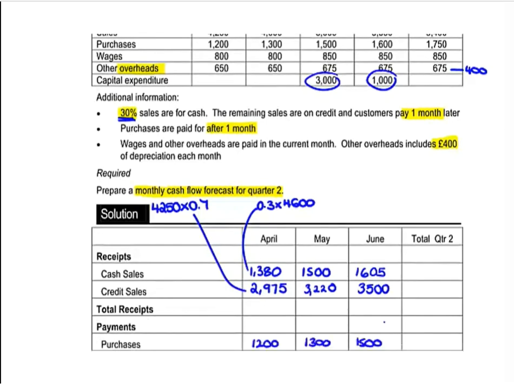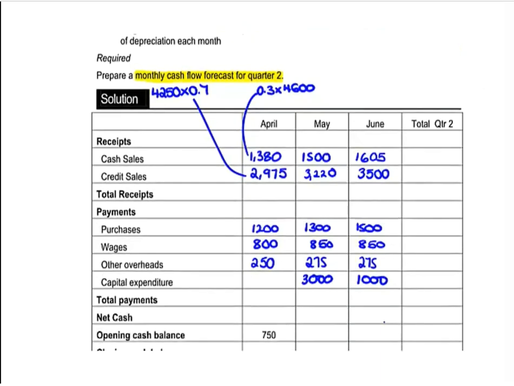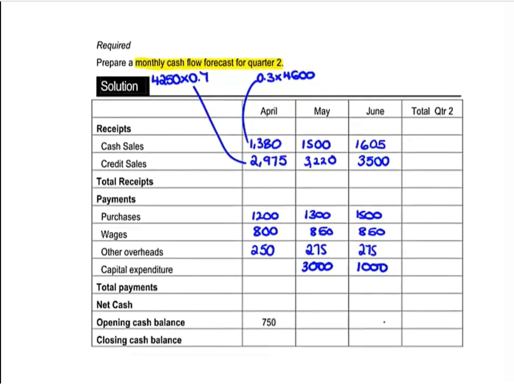We've now done all of the calculations. What we have to do now is the adding up. So the total then for the quarter. So start off with the total cash sales, 1,380 plus 1,500 plus 1,605 is 4,485, etc. So we can just complete the table.